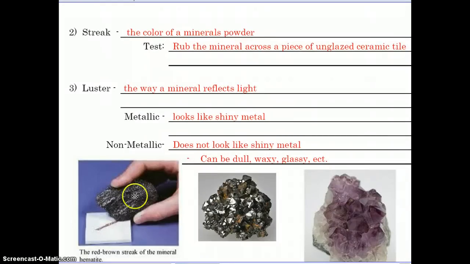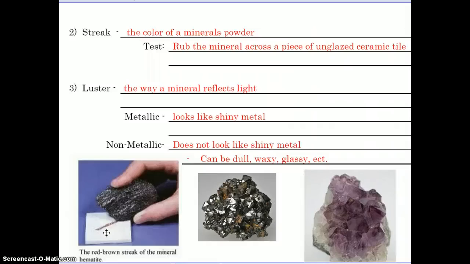Streak is where you take a mineral and you slide it across an unglazed piece of ceramic tile, a porcelain plate, and what's happening at that point is you're grinding up little bits of that mineral and seeing what the powdered mineral looks like. Many times minerals don't have any type of streak. When you rub it along that plate, it's either clear or white or there's no powder left behind, and so then we consider that no streak.